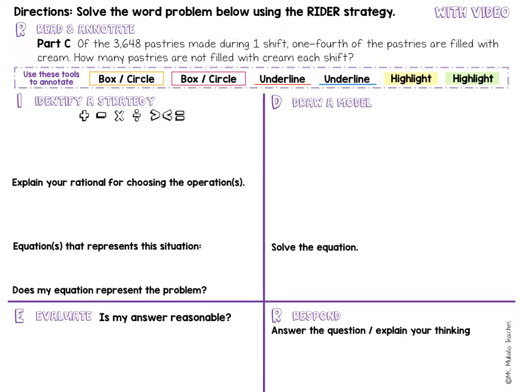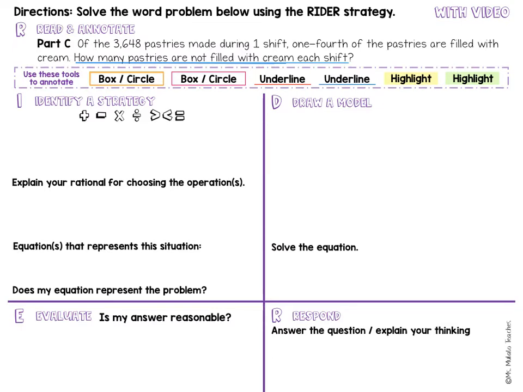Let's begin by underlining the question. You can click on the underline, I'm going to choose blue, and put it at the beginning of our question. Then we grab the circle on the right end and drag it over to the end of our question. Our question is, how many pastries are not filled with cream?